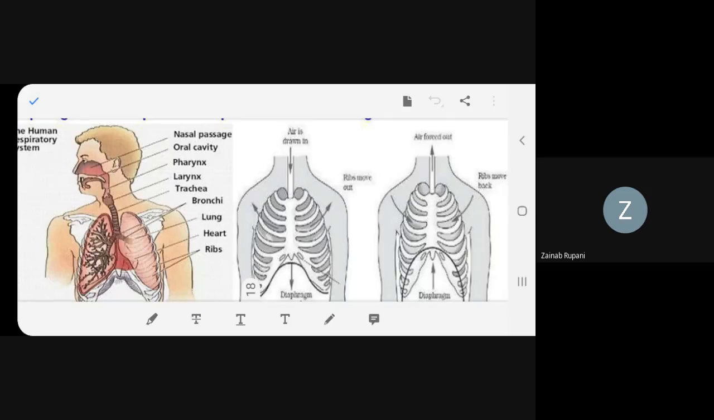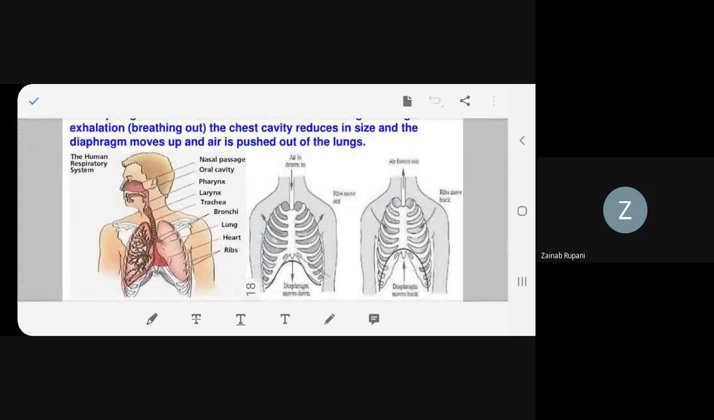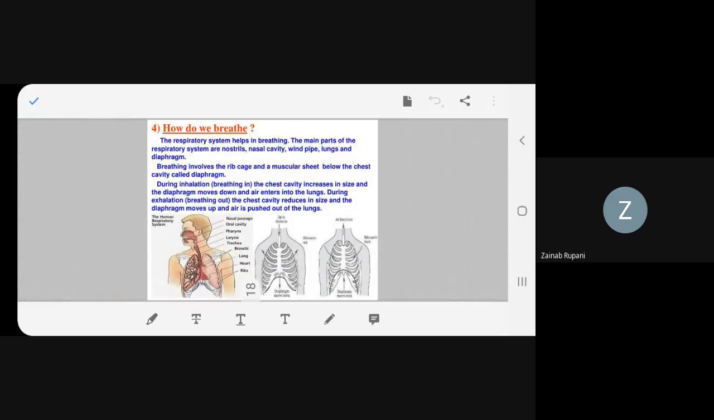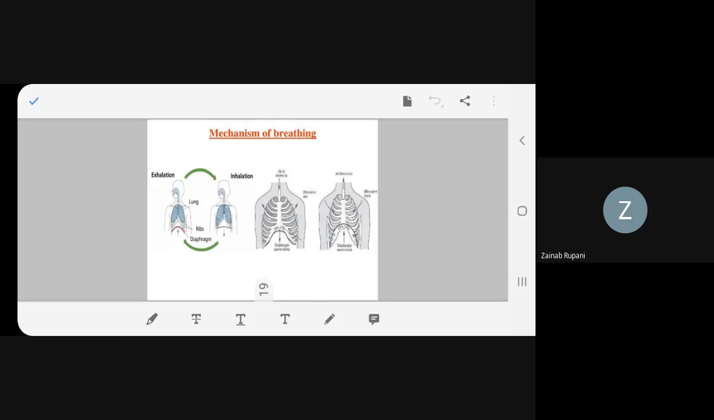Any problem? You can stop me right now if you have any problem. Rest of the girls, did you understand whatever I taught you just now? Yes, ma'am. So can I go to the next slide? Again, the same thing.